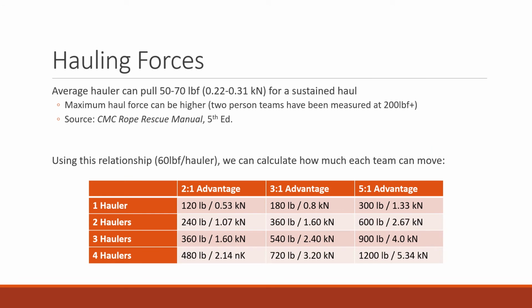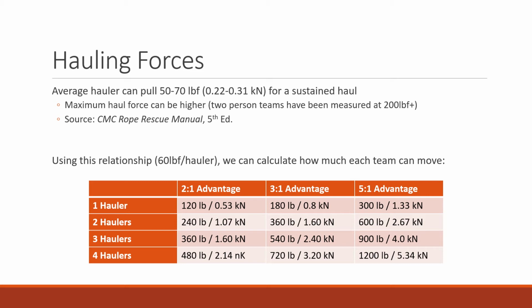Let's look at the actual forces that we get. The average hauler, so a generalized firefighter, can pull between 50 to 70 pounds of force, or 0.2 to 0.3 kilonewtons, over a sustained hauling operation. So this isn't to make the edge, this isn't like a last hurrah, this is just their general force on the system. So using 60 pounds per hauler, what does this mean each system can produce? If I have one rescuer pulling just me on a 2-to-1, I can produce 120 pounds, cool, half a kilonewton. Not enough to pull one dude up a hill or up a vertical slope alone.